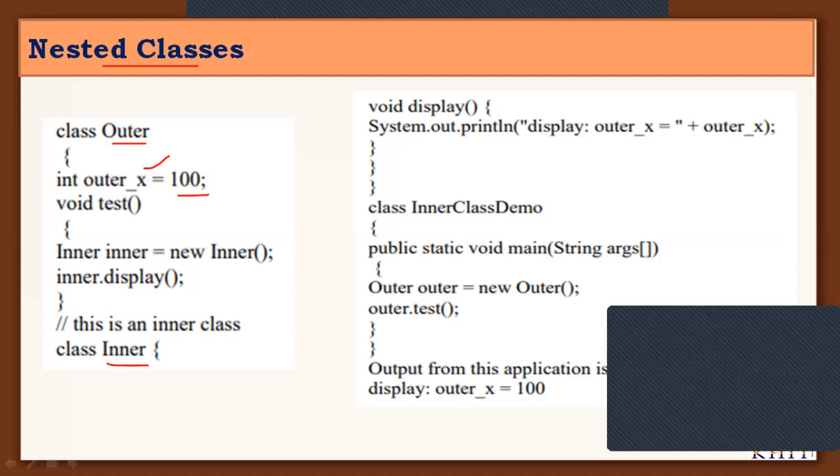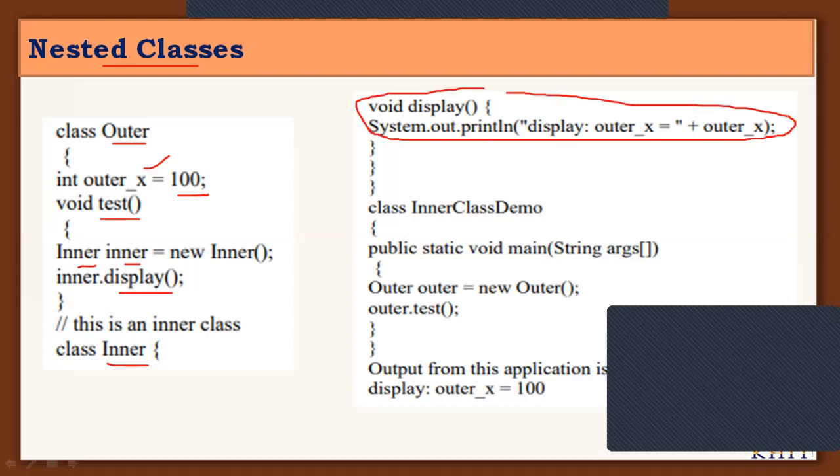Maybe static of I. And test is a method of this, and an inner class object is created and the display function is called. The display function is a member method of the inner class, and it displays the variable x. And here we created one object for this outer class and we call that test method.